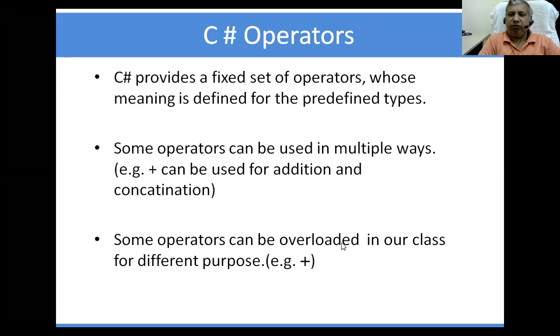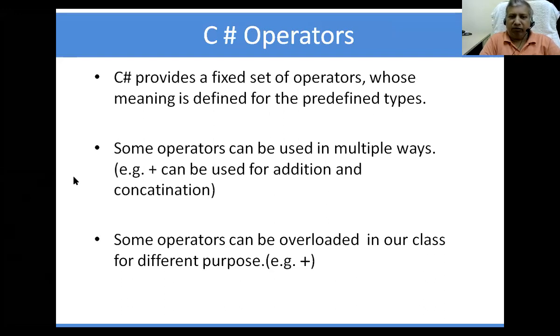C# provides a fixed set of operators whose meaning is defined for predefined types. What that means is, if you are using a plus, the use of the plus sign is already predefined in C#, so you don't need to write code for it.